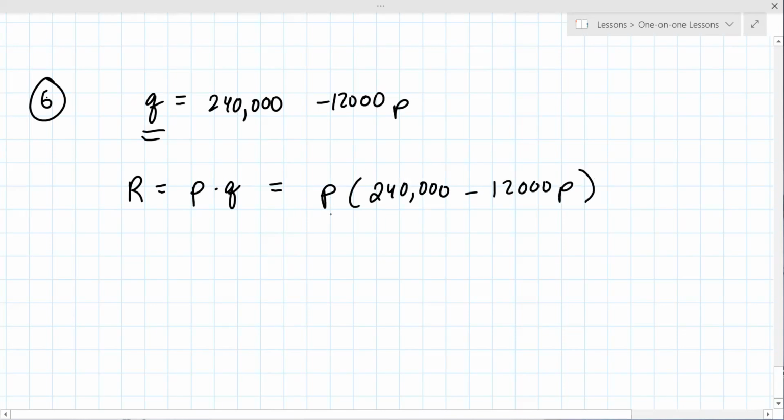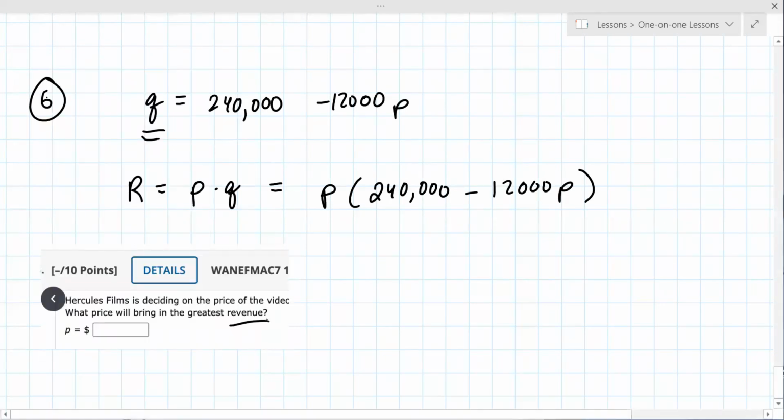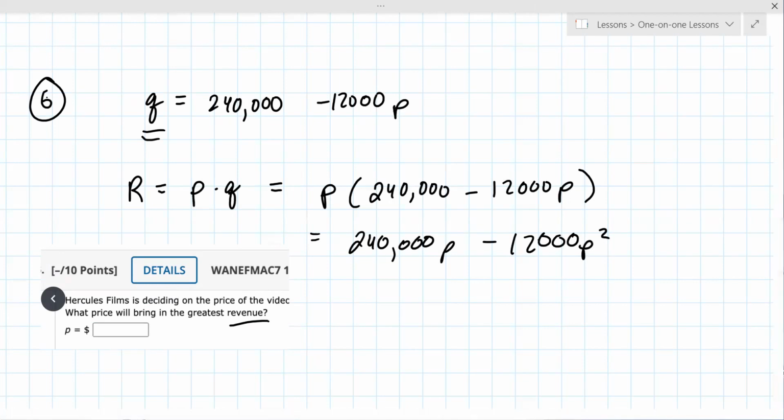Like this. This in parentheses is your Q. They give you your Q, and you substitute it in. They want to know what price will bring the greatest revenue. Well, whenever you're asked to minimize or maximize something, that means derivative. So before you can take the derivative of this, you should definitely multiply it. So it's 240,000 p minus 12,000 p squared. So what I'd like to ask you to do is take a derivative, set it equal to 0, and tell me the value for this one, please.